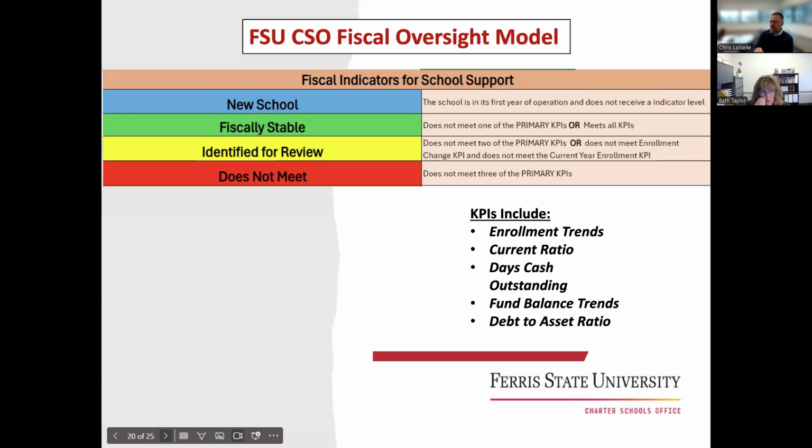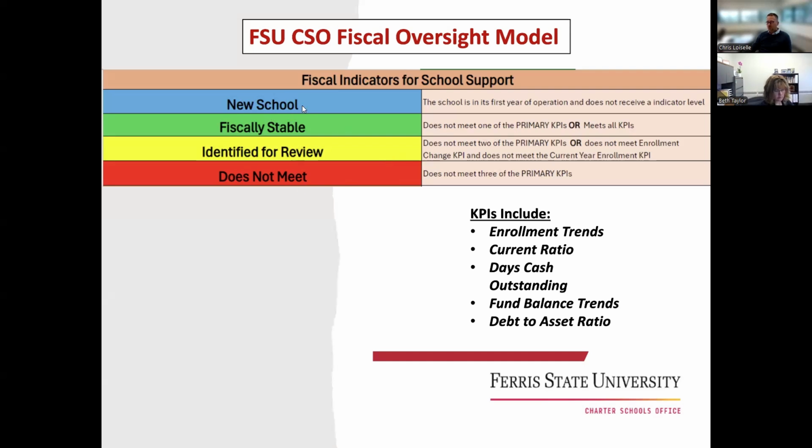And that means that we provide an oversight model that identifies your school well ahead of time prior to getting to a deficit situation. So we have a process where we identify your school based on certain indicators, support indicators that we use to help us evaluate the financial health of your school. And then depending upon how you do on these indicators, we place your school in one of four categories.